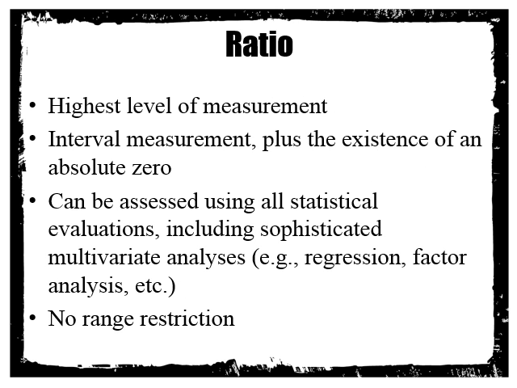Ratio is the highest level of measurement. Ratio is interval measurement plus the existence of a true zero, an absolute zero. This can be assessed using all statistical evaluations, including sophisticated multivariate analyses such as regression, factor analysis, things like that. There's no range restriction.